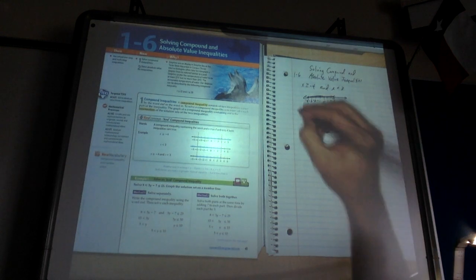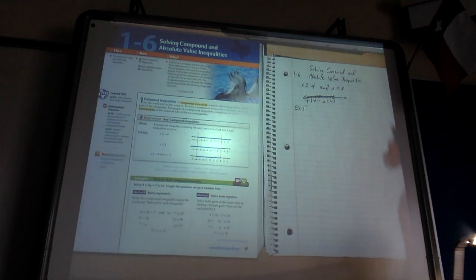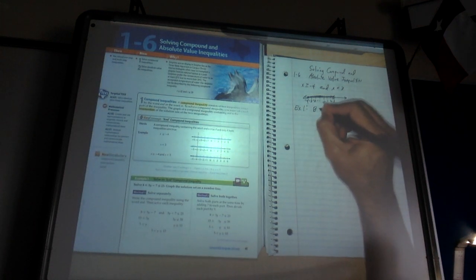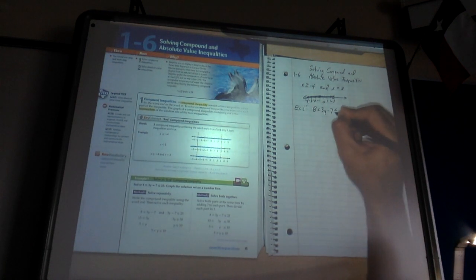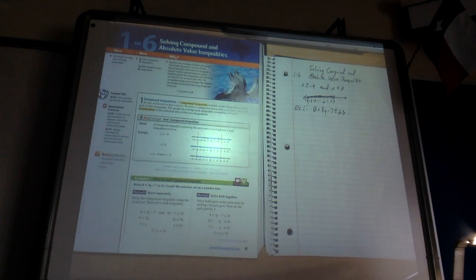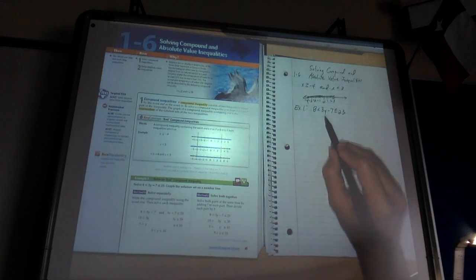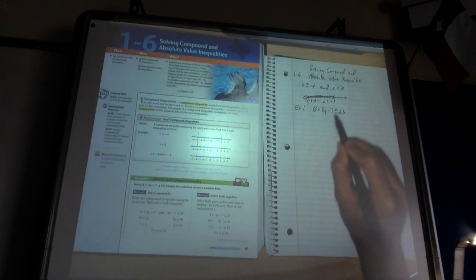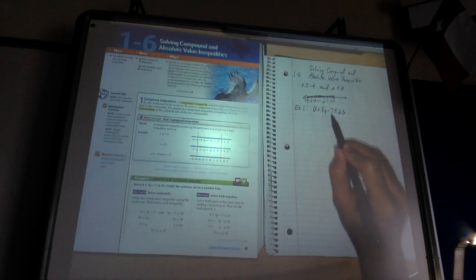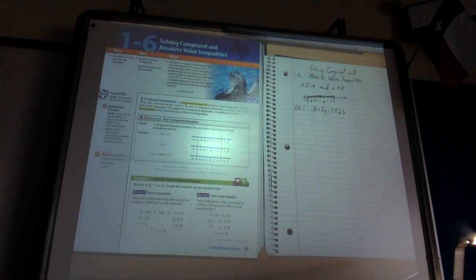So let's jump down to example 1. It says to solve 8 is less than 3y minus 7 is less than or equal to 23. Your book shows you two different ways to solve this. I solve it like method 1. That's my personal preference. If you want to learn how to do method 2, copy it down from page 41 right there. When I see this and I have one variable in here, the 3y minus 7 is talking to both inequalities. And so I'm going to rewrite it.